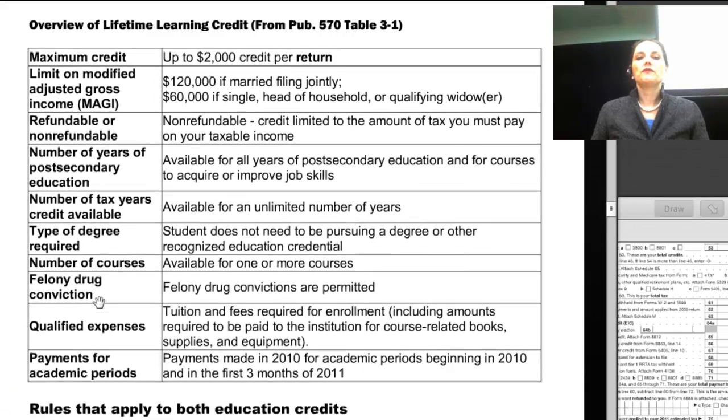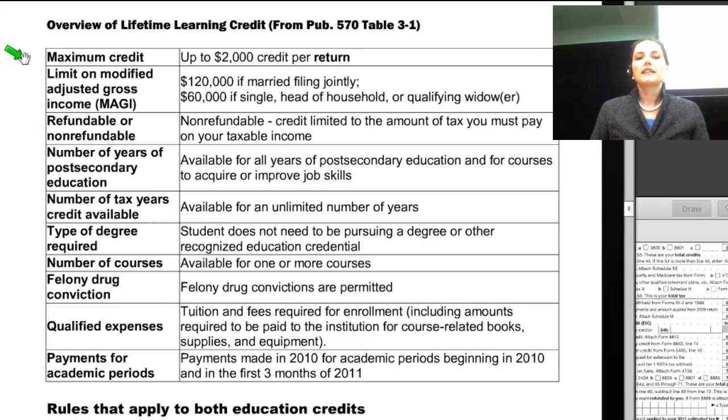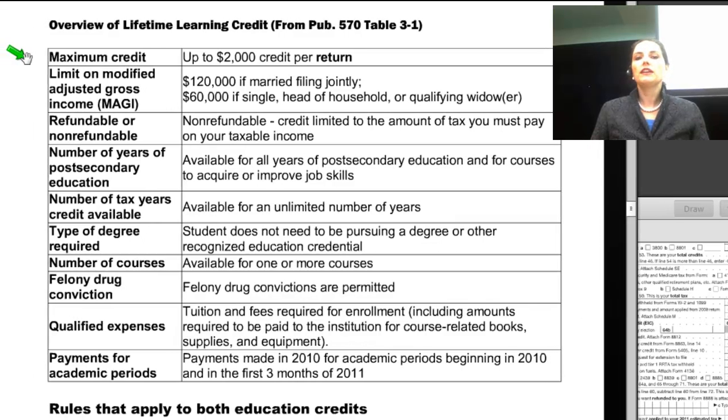And again, from Publication 570, we have another table. This one is Table 3.1. The maximum credit for the Lifetime Learning Credit is $2,000 per tax return. Let's compare that with the American Opportunity Credit, where the credit is $2,500 per student. The limit on the modified adjusted gross income is $120,000 for joint filers, $60,000 for single filers. Is the credit refundable or non-refundable? It is a fully non-refundable credit.